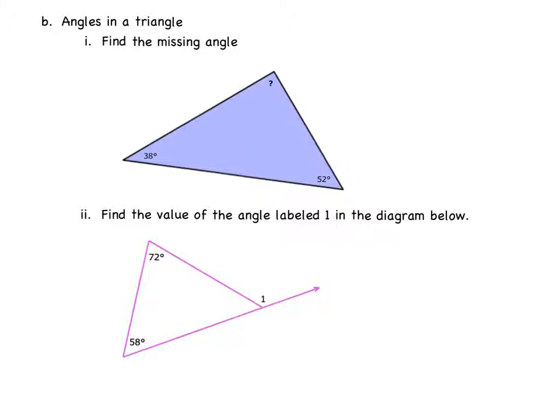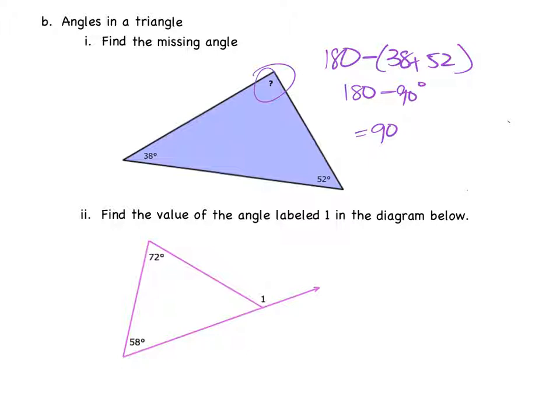B. Angles in a triangle. We know that the angles in a triangle always add up to 180 degrees. So therefore, the question mark here, this missing angle, would be 180 minus 38 plus 52. So that gives us 180 minus 90 degrees, which gives us 90 degrees. So the missing angle is 90 degrees.